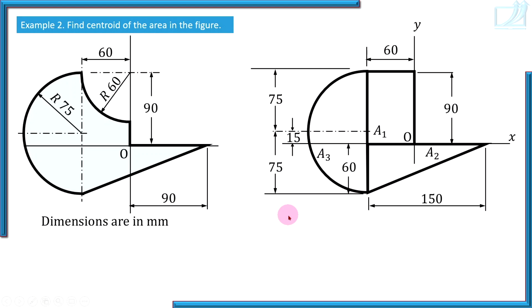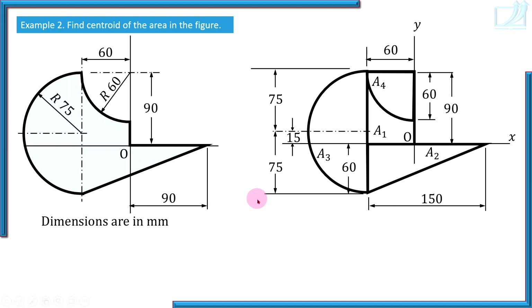Okay. Now the removed area A4. What is the radius of the removed area? 60. Check here. Again here I have inserted the radius of this quarter circle along its straight edges, 60 and 60.